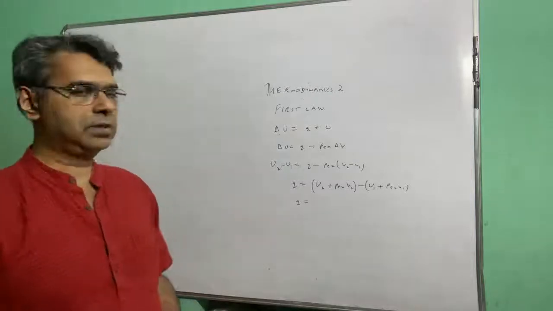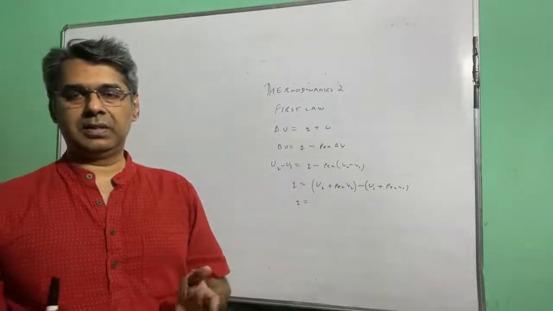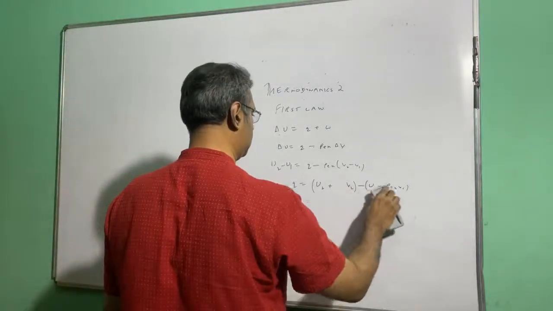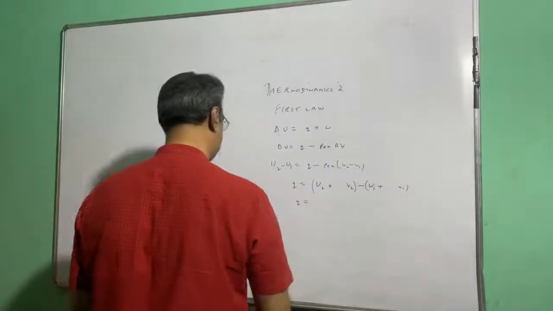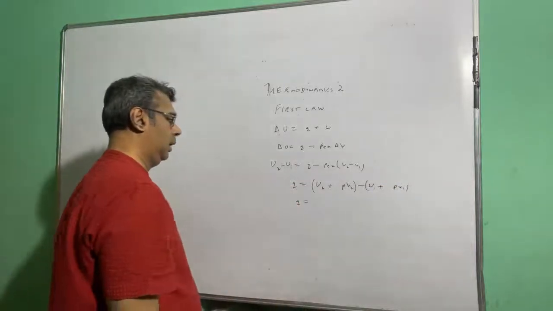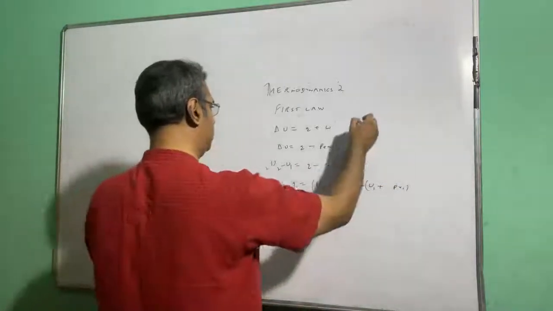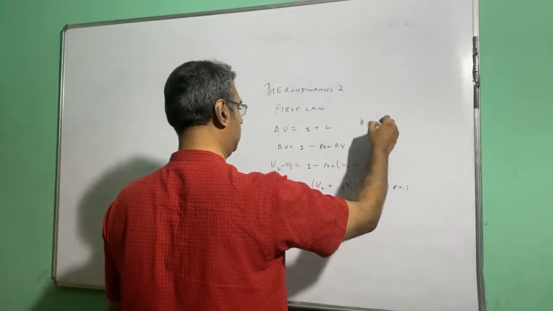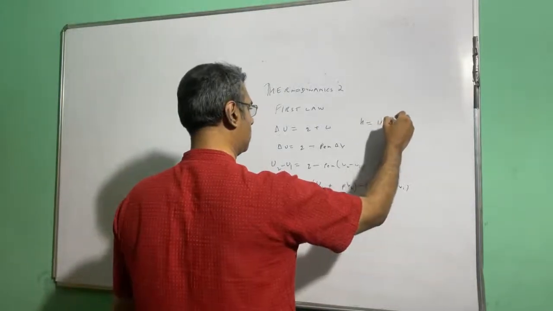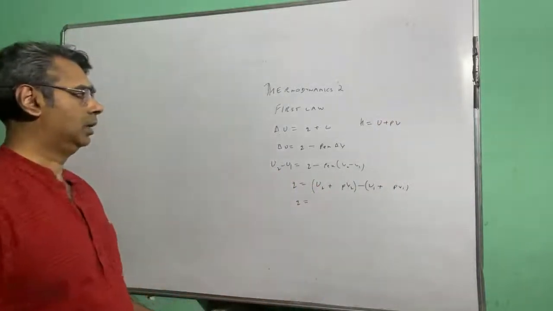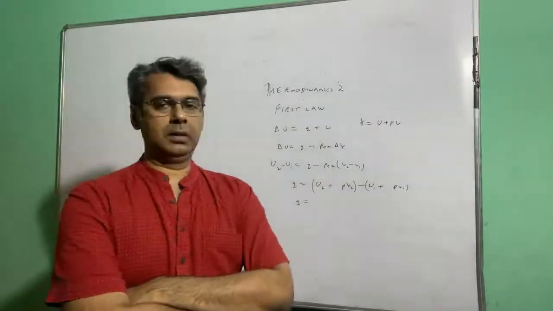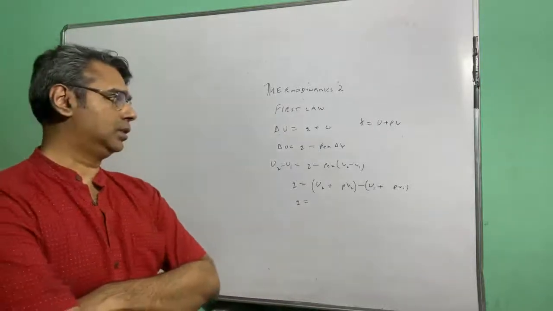PEX is something which is going to come again and again. For simplicity, instead of PEX, let us just write P, because we are going to write it again and again. So U2 plus PV2 and U1 plus PV1. Now this quantity U plus PV, this is called the enthalpy or the heat content of the system, right?